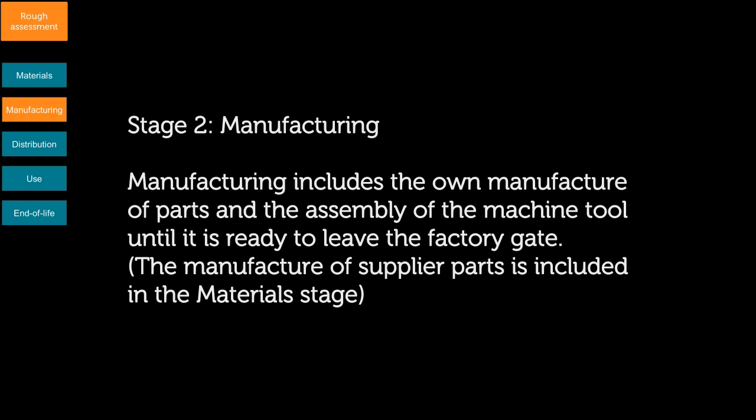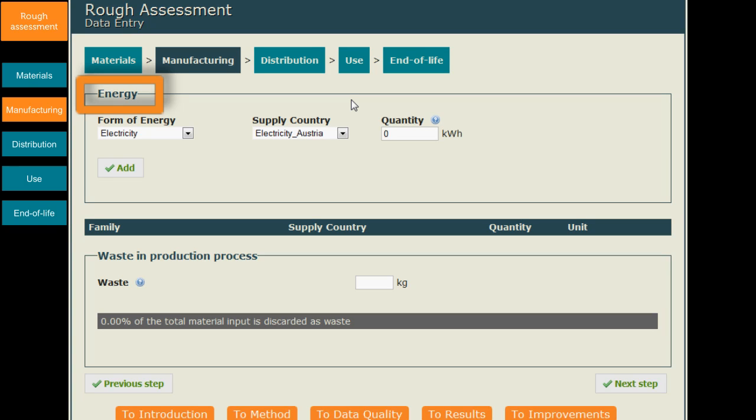Stage 2. Manufacturing. Manufacturing includes the own manufacture of parts and the assembly of the machine tool until it is ready to leave the factory gate. The manufacture of supplier parts is included in the materials stage. In this stage, we add the energy used for manufacturing the product and the waste generated in the manufacturing process.